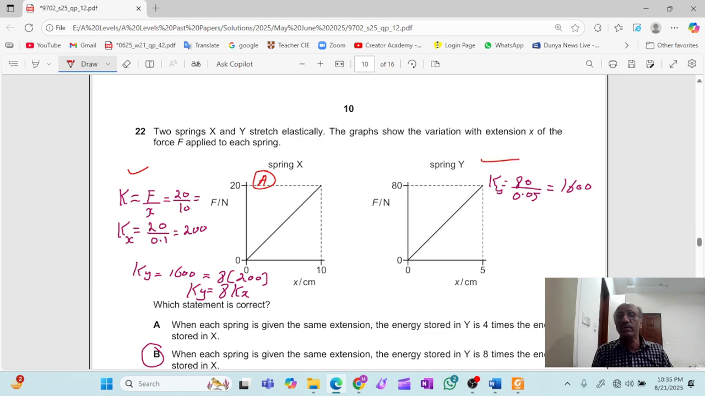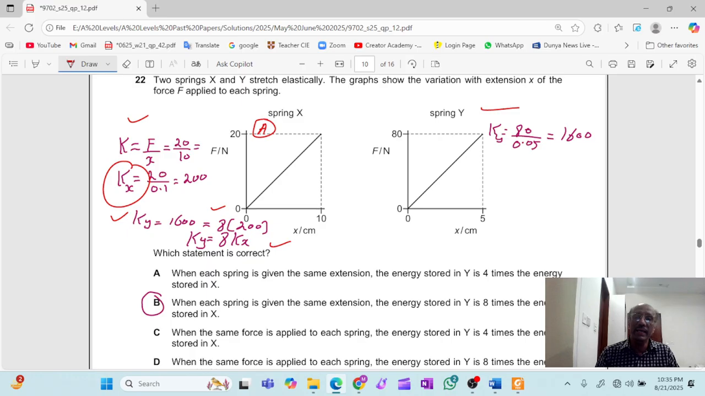Similarly, we will calculate the spring constant for the other graph, which is equal to 1600. Now we can write down Ky, which is equal to 1600, which is equal to 8 into 200. Now 200 is equal to Kx. So the spring constant is 8 times as compared to spring X. So when each spring is given the same extension, the energy stored will be 8 times.